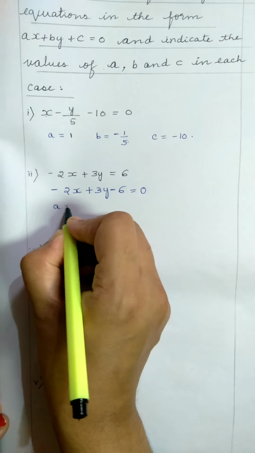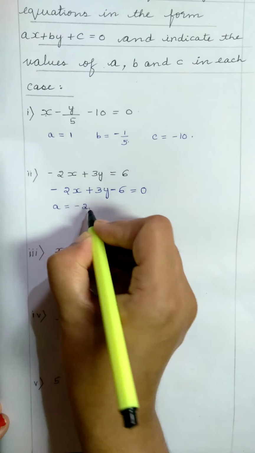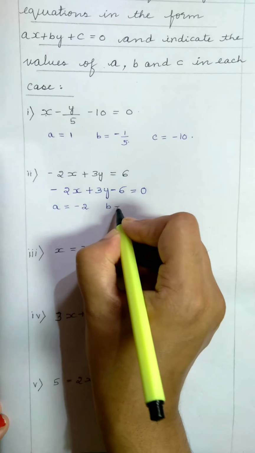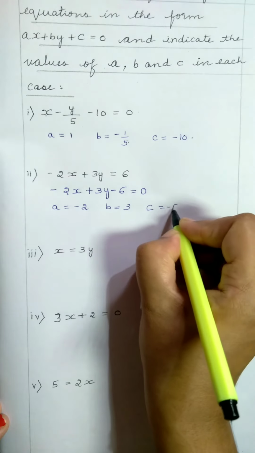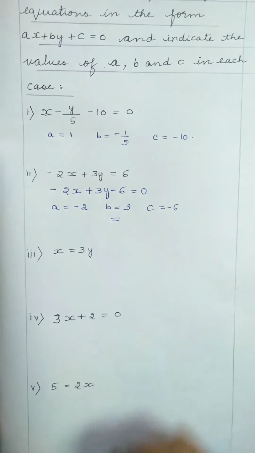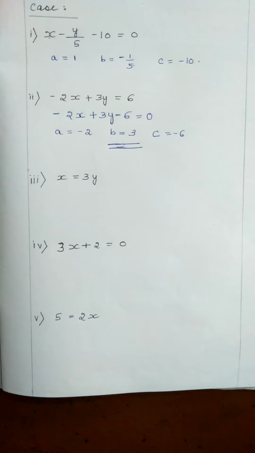Therefore, the value of a will be equal to minus 2, the value of b will be equal to 3, and the value of c will be equal to minus 6. This is the answer. Next is the third problem.